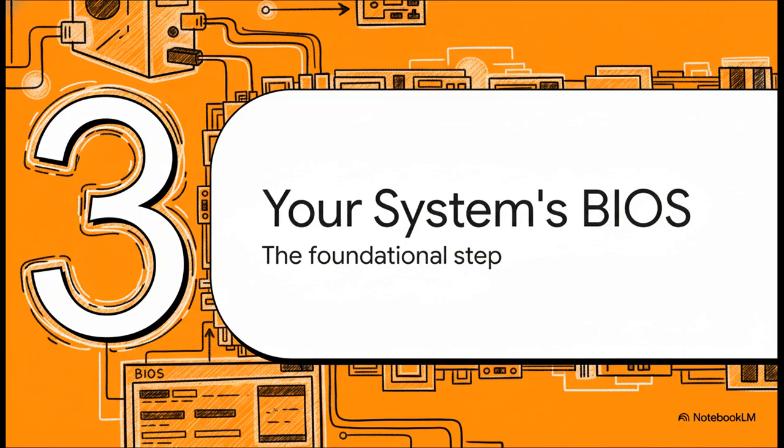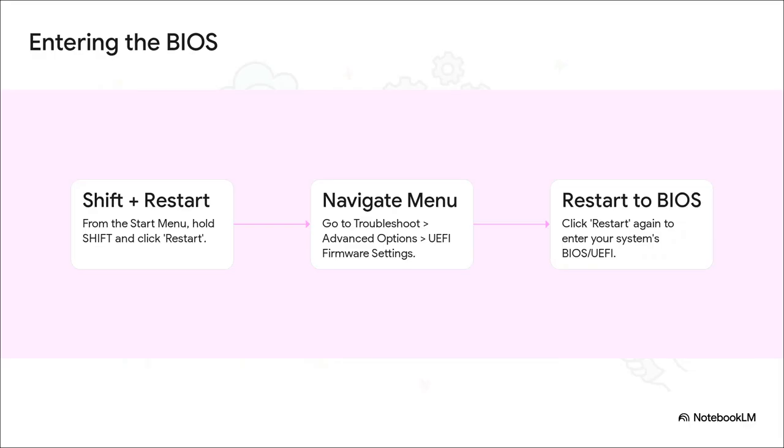Awesome. There are two main places we need to enable this feature, and we're going to start with your computer's BIOS. Now, this is by far the easiest way into the BIOS on a modern Windows machine. From your Start menu, just hold down that Shift key and then click Restart. Your PC is going to reboot into this special blue menu. From there, just follow the path you see on the screen: Troubleshoot, then Advanced Options, and finally, UEFI firmware settings.